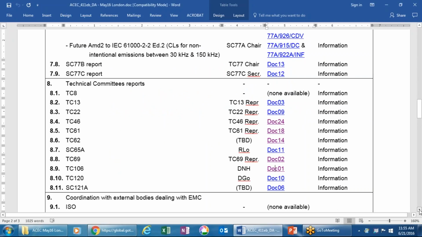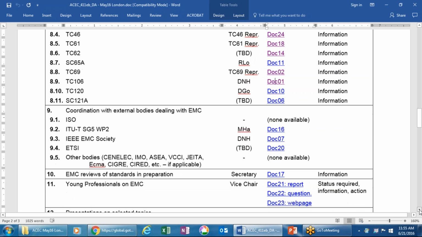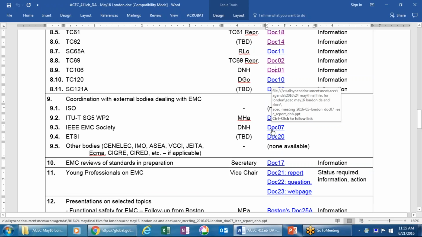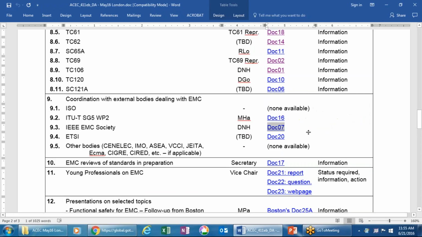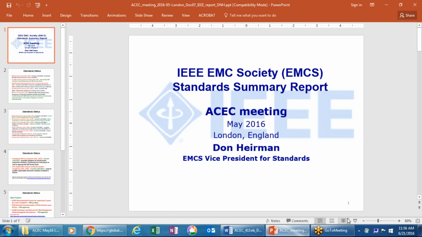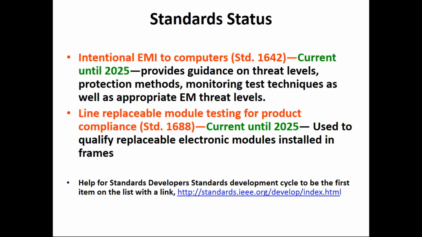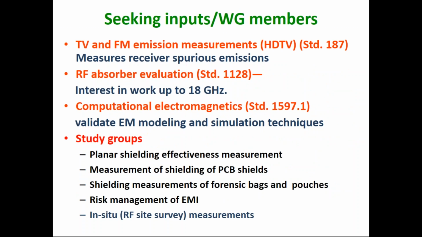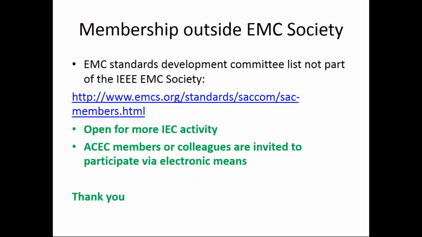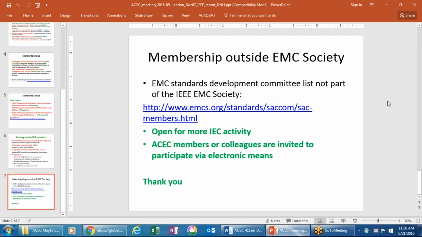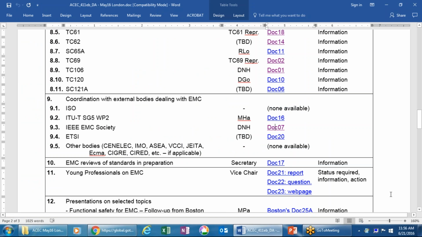Maybe of interest. At every meeting, I also give a report on what's happening in the EMC Society standards, which everyone enjoys because I give them the list of all the standards we have, which is on the EMC Society website. Anyone can join. I don't want to go through that, but the last thing I do at the end here is the green items there. It's open for more IEC activity, and I always encourage ACEC members or their colleagues to participate because this is all done electronically, so there's no travel involved, so it's just a matter of time. So that's something that's given.